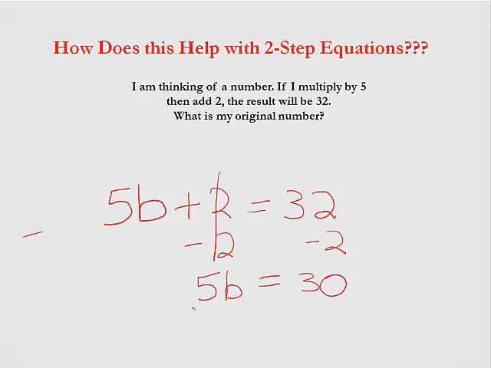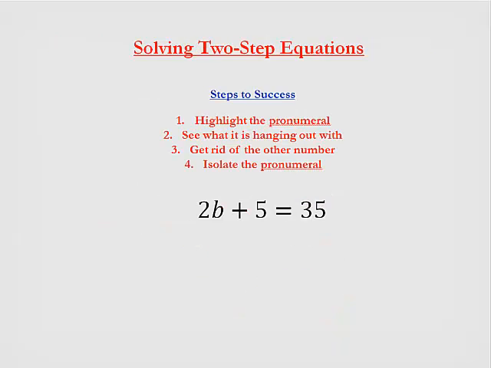b is being multiplied by 5, so we do the inverse operation of dividing by 5. 5 over 5 equals 1, so b is equal to 30 divided by 5, which is 6. You just solved your first equation. As you can see, this is just like the problems you learned earlier, just using an equation instead.